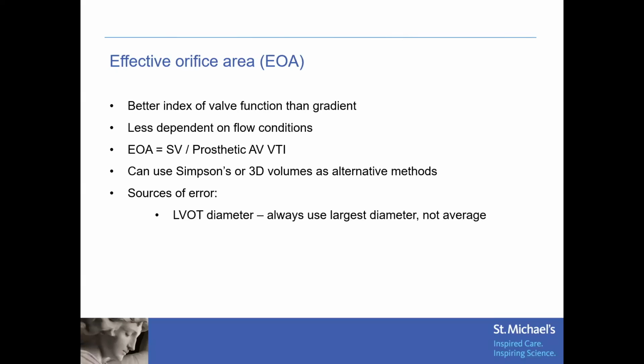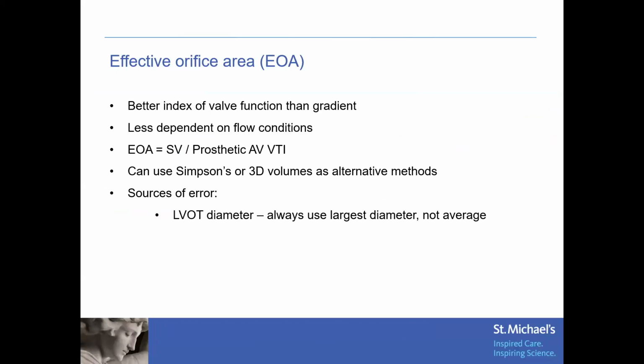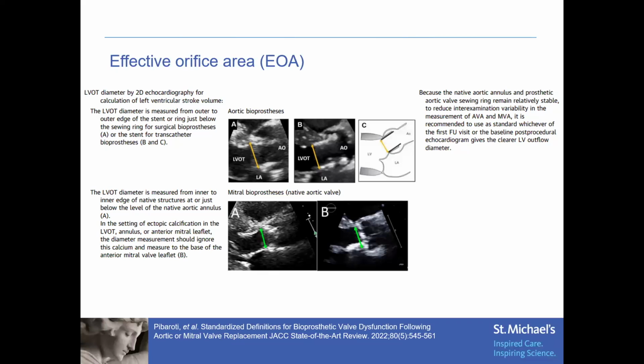And just a comment again about the LVOT diameter: always use the largest diameter, because otherwise you're likely to overestimate. Sorry, if you have an LVOT that's too low, you'd likely overestimate the EOA. Your EOA will be inaccurate. And so, this is from one of the JACC papers.